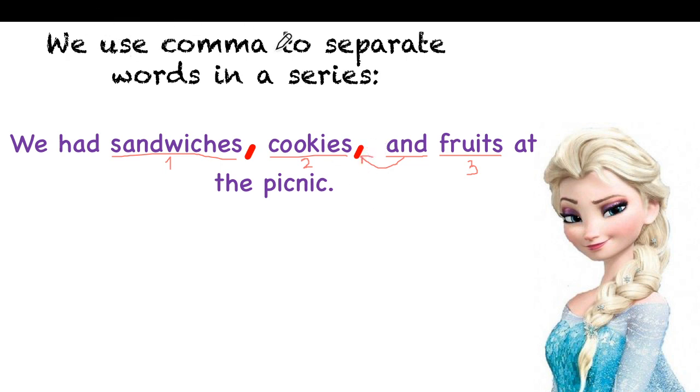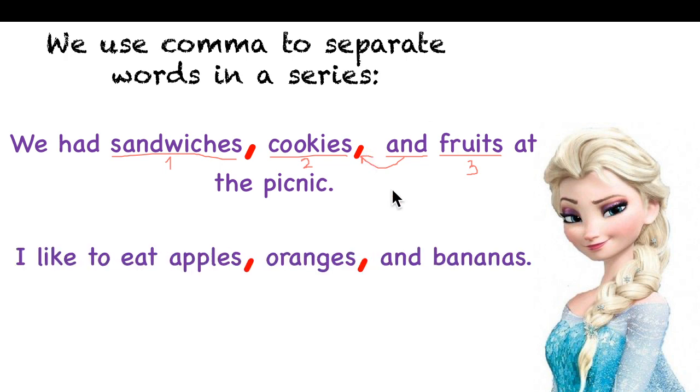So we use comma to separate words in the series. Series means a group of words that have something in common. Like in this sentence, we're talking about different kinds of foods. We have 3 words in the series. We will put comma after the first one and the second one. The last comma is before the word and. We do not put comma after fruits. No, the last comma is before the word and.